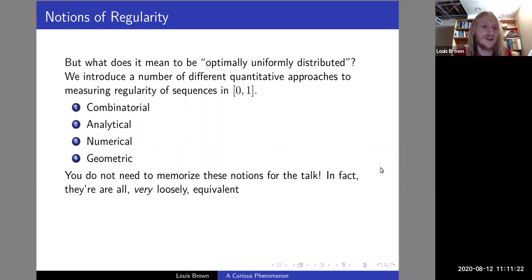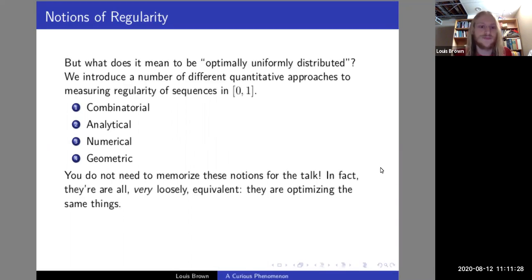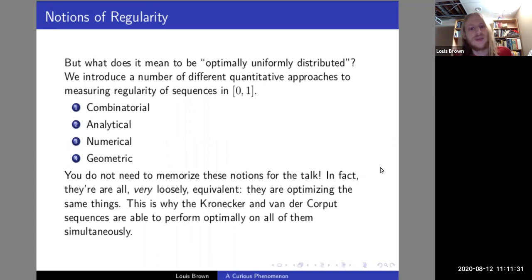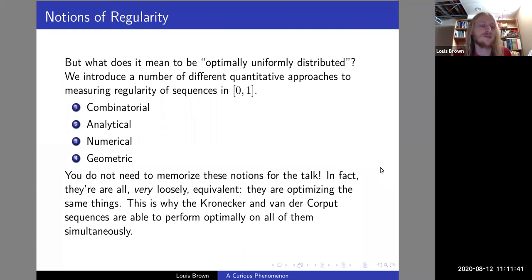In fact, all of these notions are, in a very loose sense, equivalent. They're optimizing for the same thing. And this is why the Kronecker and van der Corput sequences are able to perform optimally on all of them simultaneously. So if these were substantially different measures, then being the best at one wouldn't allow you to also be the best at the rest of them. But the fact that Kronecker and van der Corput sequences are both optimal on all four counts means that they're basically telling you the same thing about the sequence.